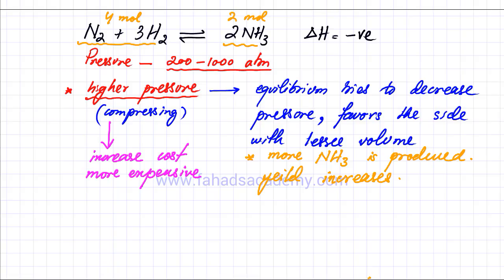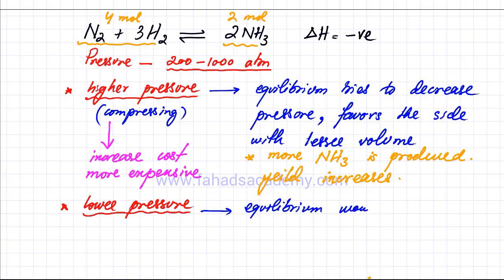Now the other question is, why are we not using a lower pressure? So what's wrong with using a lower pressure? It's going to be the opposite. We've already discussed, so we can do the opposite. If you use a lower pressure, equilibrium would try to do the opposite. The Le Chatelier principle is going to try and counter that. So the equilibrium would try to increase pressure.